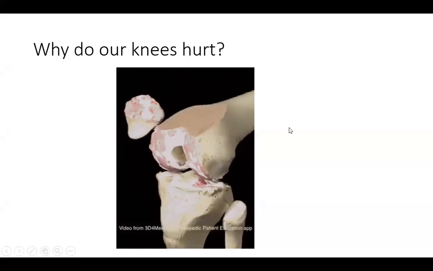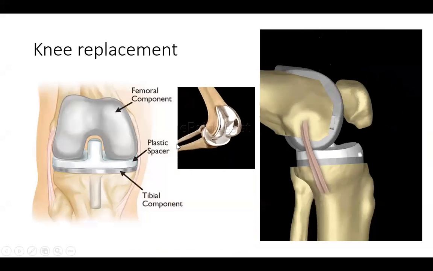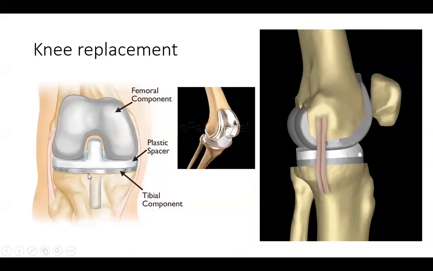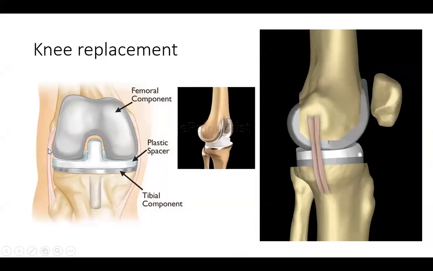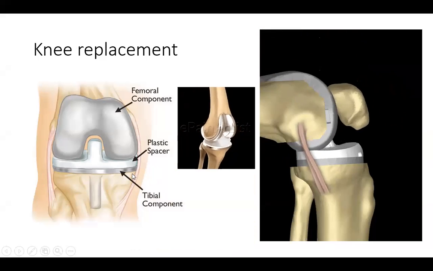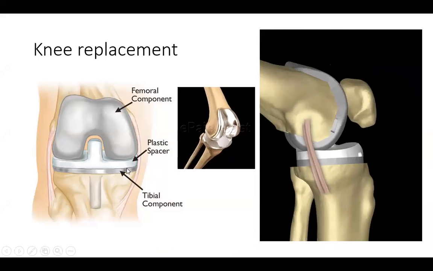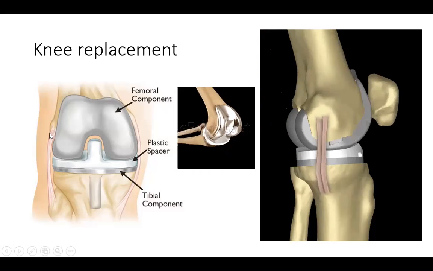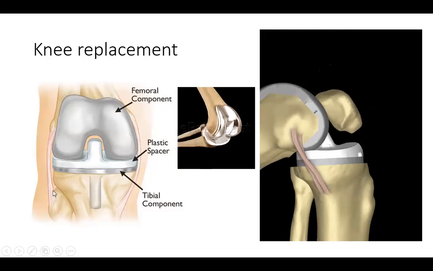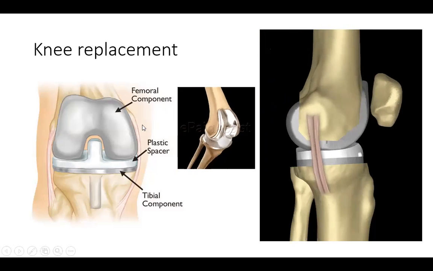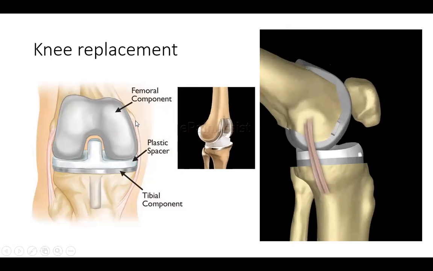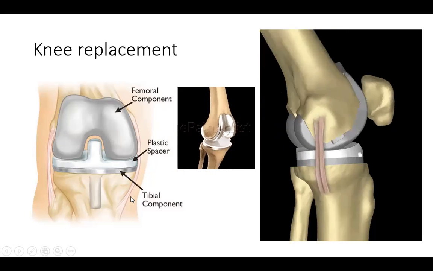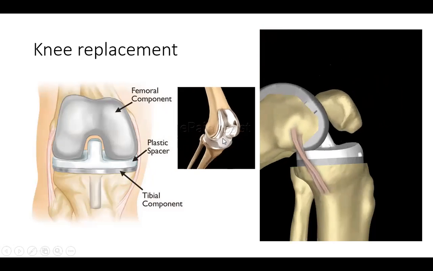So knee replacement looks like this. The lateral and medial ligaments, the lateral collateral ligament attaching the femur to the fibula, and the medial collateral ligament attaching the femur to the tibia, are left in place.